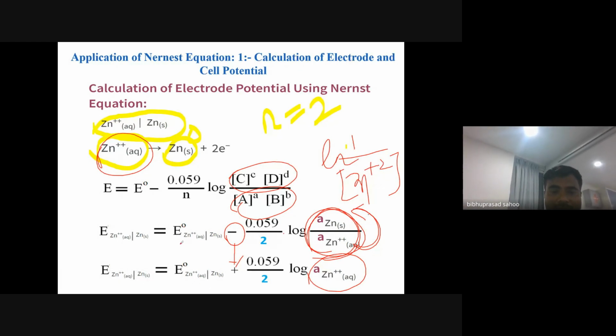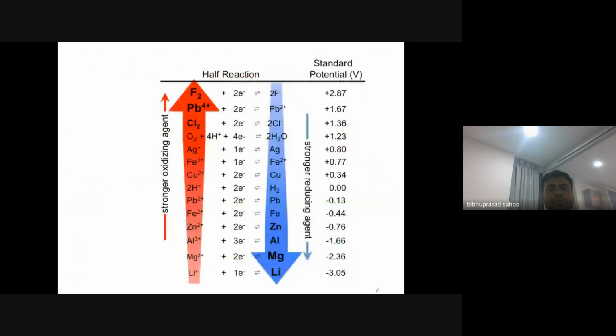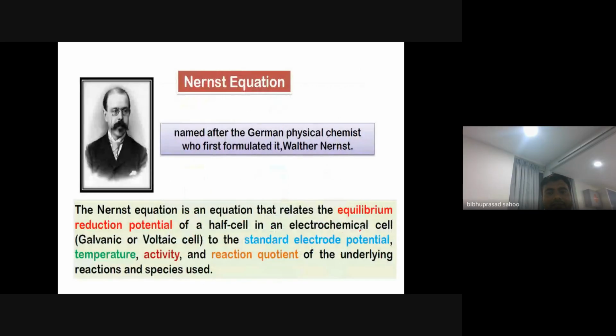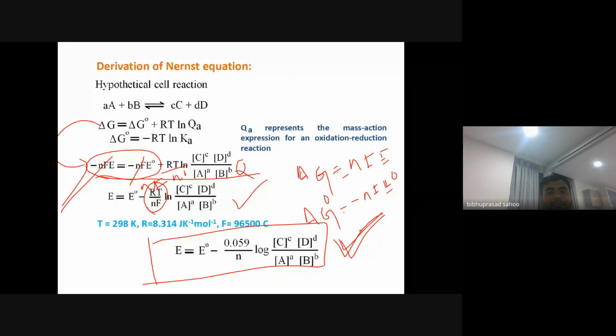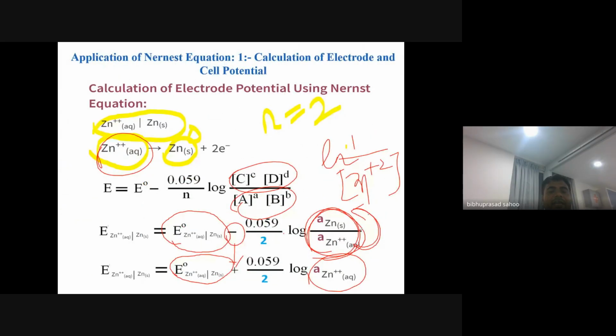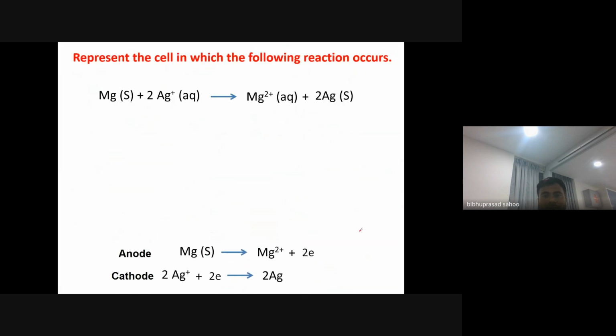Student, now my question is, what is the value of this? Who can say? From where will you be getting this one? Quickly. From the electrochemical series. See here. What is the value? Negative 0.76. Very nice. So you will be getting the value of the standard reduction potential of any electrode from this electrochemical series. In the numerical, it will be given. No need to worry.